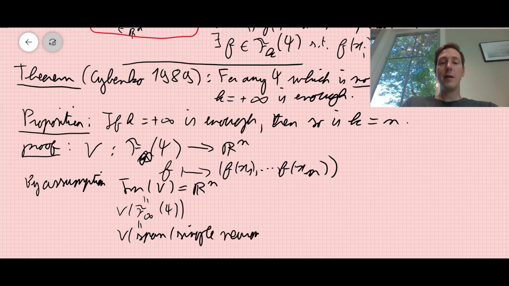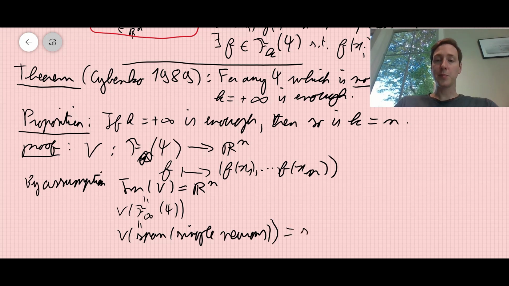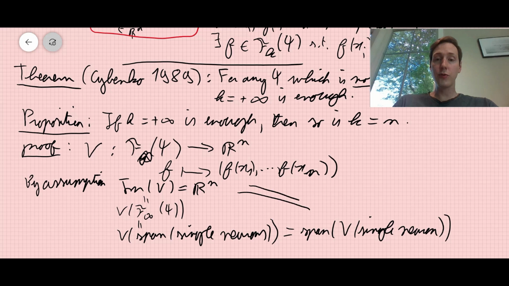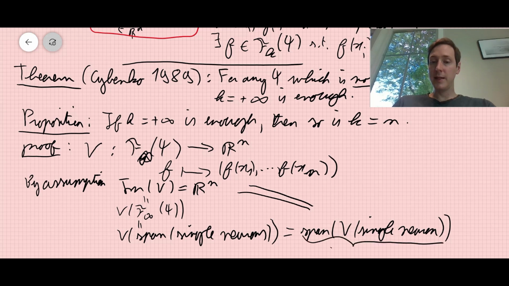Now V, my operator V, is a linear operator. So V of the span of something is nothing but the span of V of this something. So this is the span of V of a single neuron. Okay, so you take all possible single neurons, you apply V, meaning you look at their image on your dataset x1 through xn, and you take the span of all of that, and that, in fact, is equal to R^n by definition. But so this means that this thing is of dimension n.